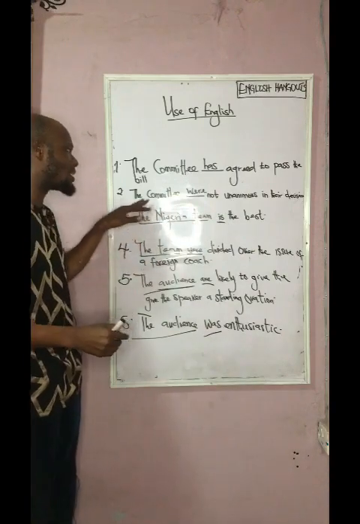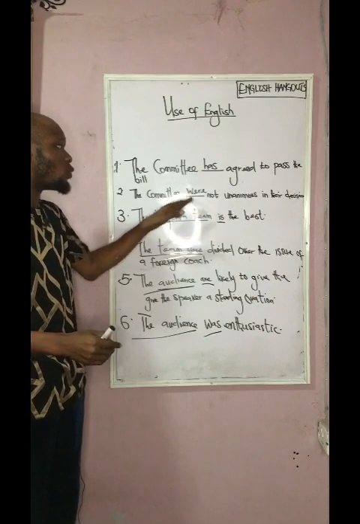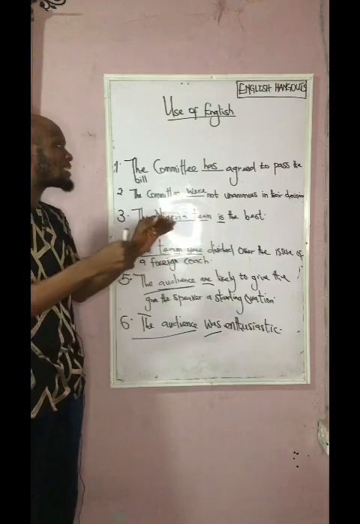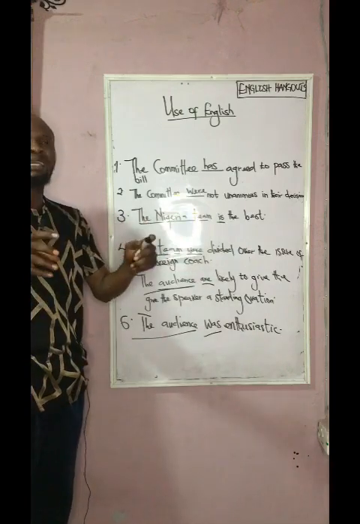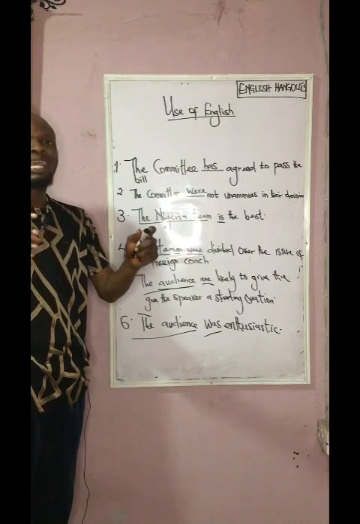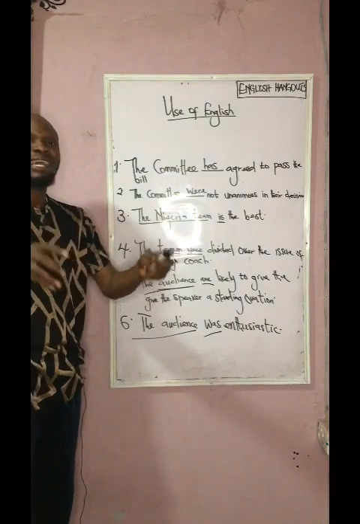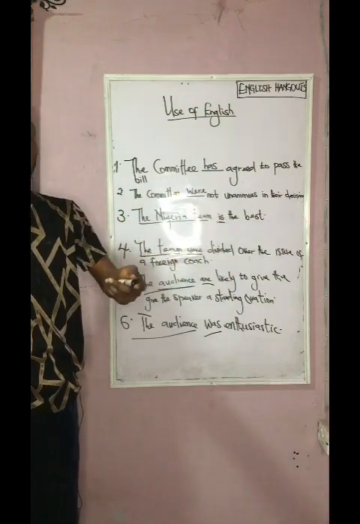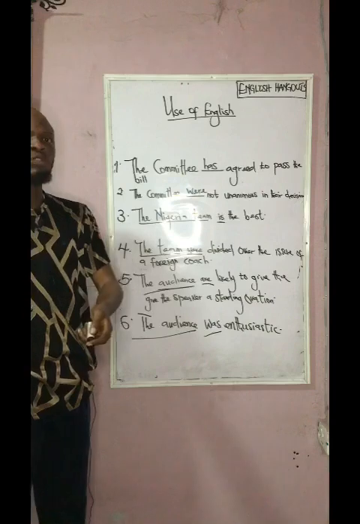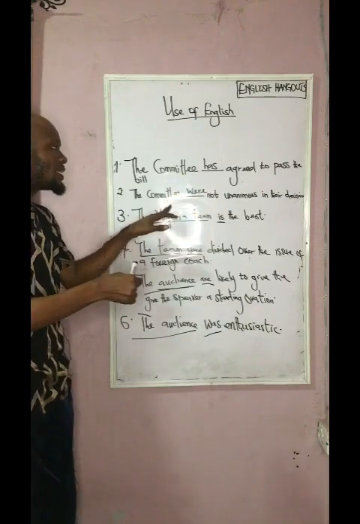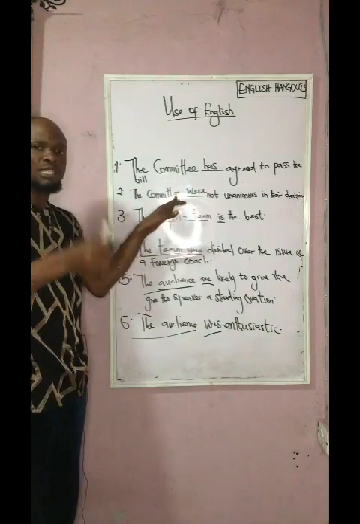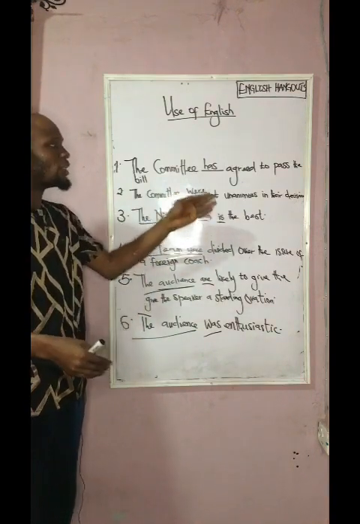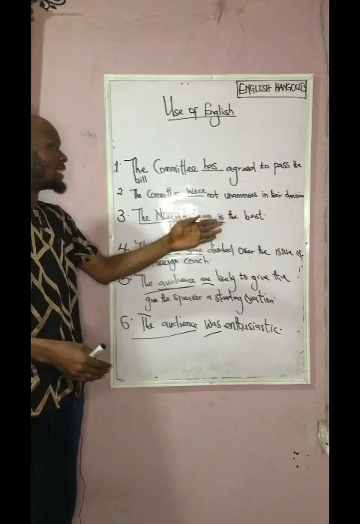When you look at the second example, the committee were not unanimous in their decision. This shows that this set of human beings are not working as a unit. They are functioning separately, a group of persons performing different tasks. That shows that the subject here, which is committee, is a plural subject. Therefore it should attract a plural verb. The committee were not unanimous in their decision.